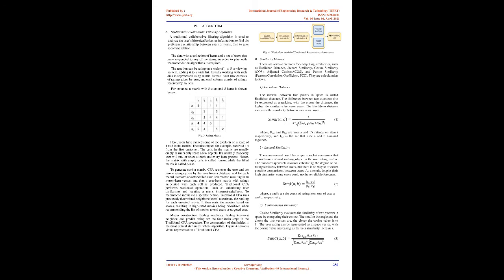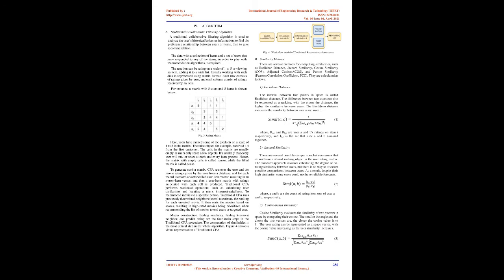4. Algorithm. A traditional collaborative filtering algorithm. A traditional collaborative filtering algorithm is used to analyze the user's historical behavior information, to find the preference relationship between users or items, then to give recommendation. The data with a collection of items and a set of users that have responded to any of the items, in order to play with recommendation algorithms, is required.